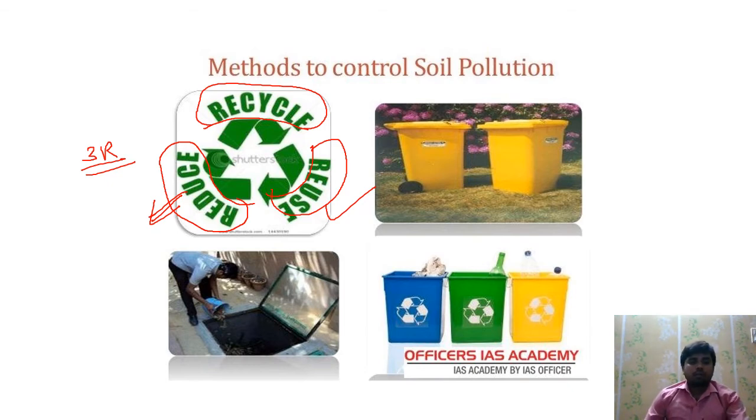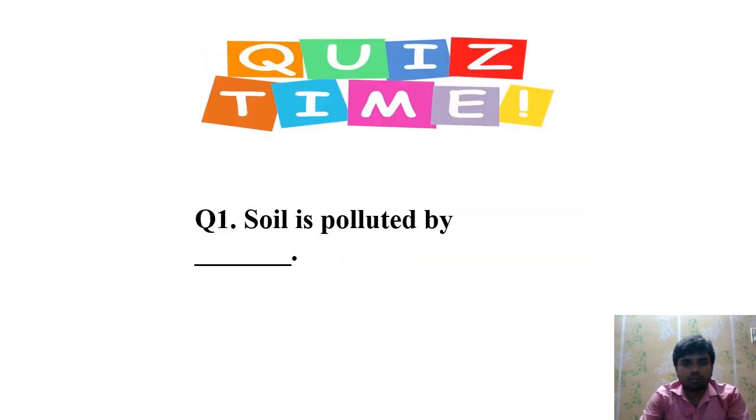So students, now you have to answer this question. Soil is polluted by, so there are different sources. You have to tell one source through which the soil is polluted. What will you tell? How is the soil polluted?